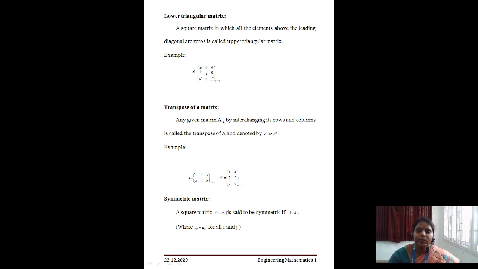The next is symmetric matrix. A square matrix A equal to [aij] is said to be symmetric if A is equal to A transpose. So even after interchanging rows as columns and columns as rows, the matrix remains the same, it is called a symmetric matrix. Which means aij is equal to aji for all the elements.